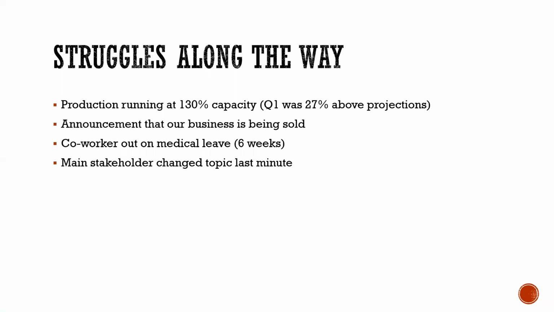One of the biggest ones we had was our production is sitting at 130% capacity. They are working Saturdays and Sundays almost every single week, and this has pulled a lot of my stakeholders into overtime and off of their normal shifts in order to keep up with this demand. In quarter one alone, we are 27% above our projections on profit.